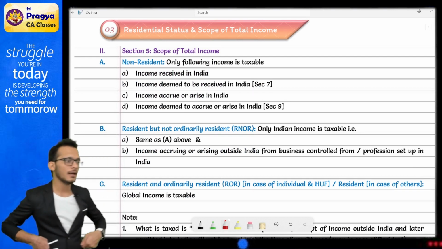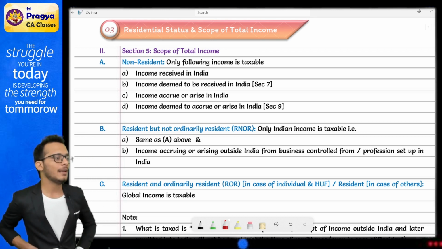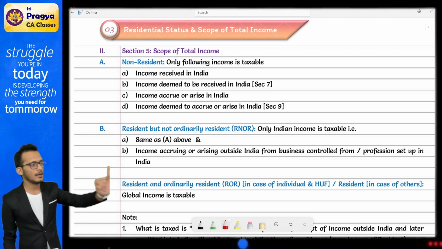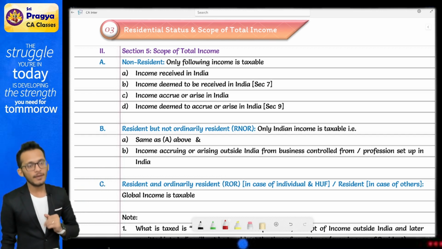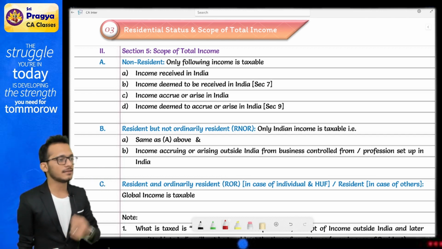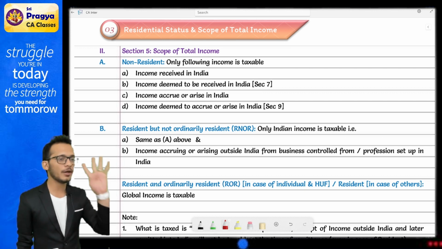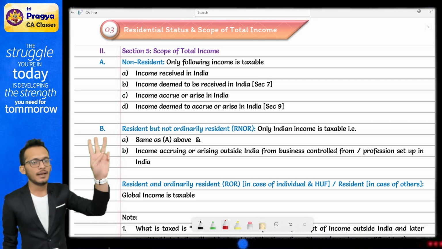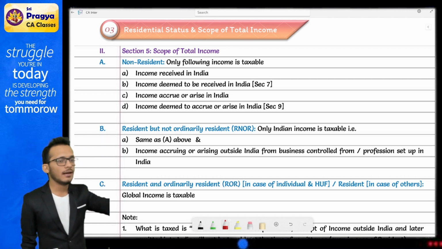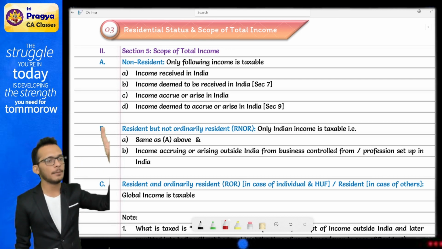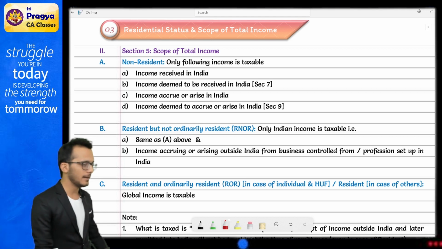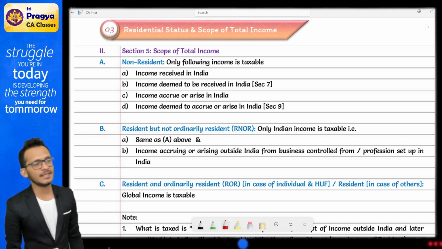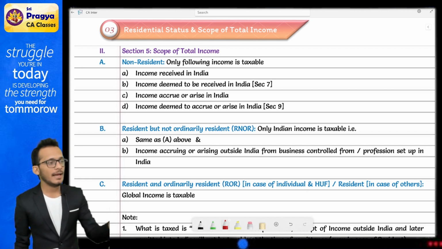Income tax is coming and saying, boss, tell me what are you? Are you an ROR? Are you an RNOR? Or are you an NR? If you are an NR, Rahul, I will tax 4 incomes for you: income received in India, income accruing or arising in India, income deemed to be received in India, income deemed to accrue or arise in India. Rahul, I am not an NR, I am an RNOR. In that case, they are coming and saying, boss, take your NR incomes.